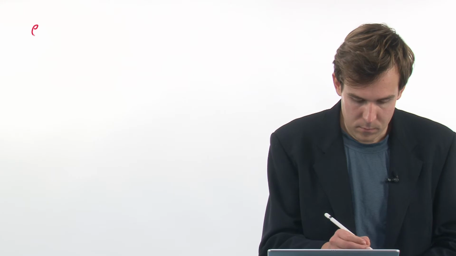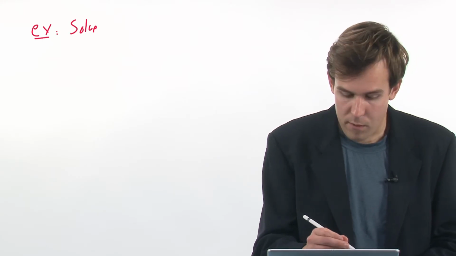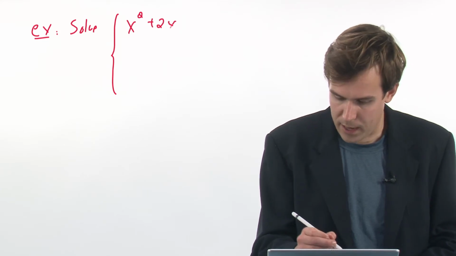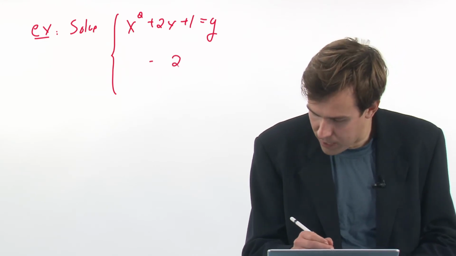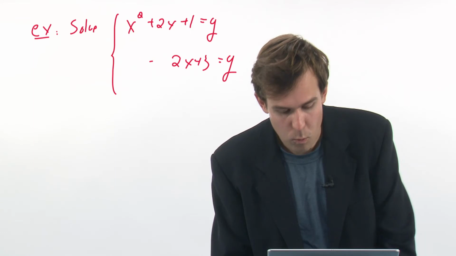And lo and behold, what I end up with is a quadratic equation. I know how to solve that with the quadratic formula. So let's look at an example of exactly how to do this. So we'll solve x squared plus 2x plus 1 is equal to y, and also minus 2x plus 3 is equal to y.